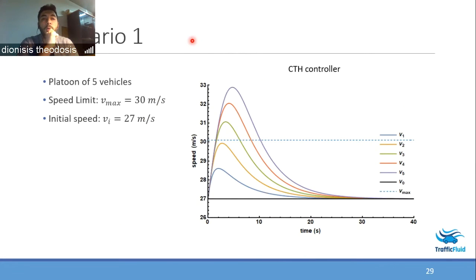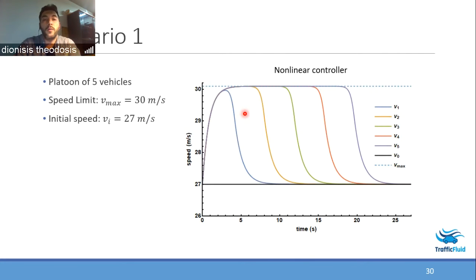Let's see how to compare this nonlinear controller to the scenarios we saw earlier. In the first scenario, we had the constant time headway controller, where it exceeded the speed limits of the road.